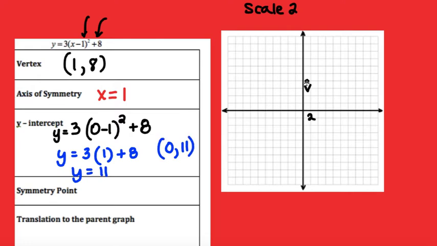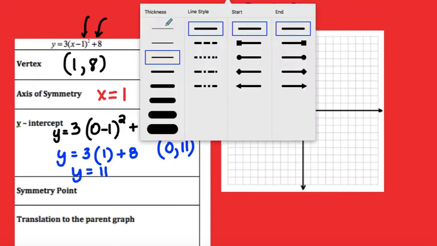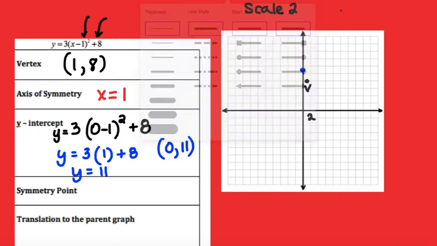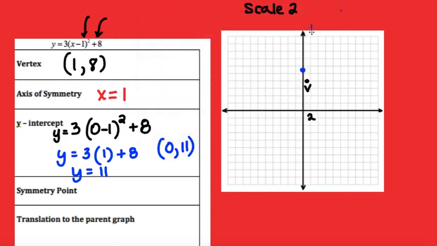Okay, so I go up to 11. So this was 8, and this would be 10, so 11 would be right about here. All right, now I need to use the symmetry and the line. So I'm actually going to take this, and let me make it thinner. I'm going to draw in my axis of symmetry, going right down the vertex. So it's going right down the middle, so x equals 1.